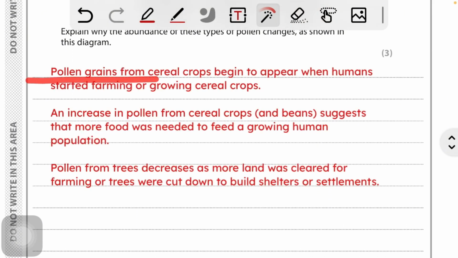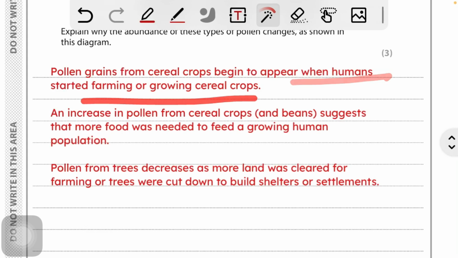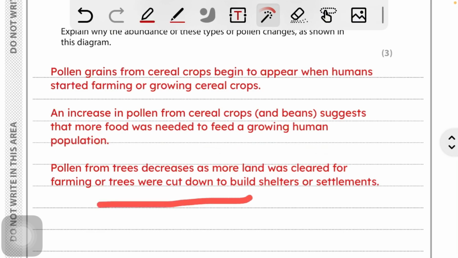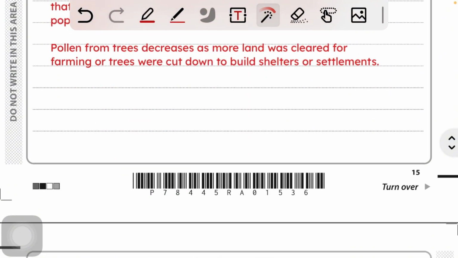Pollen grains from cereal crops begin to appear when humans started farming or growing cereal crops. An increase in pollen from cereal crops and beans suggests that more food was needed to feed a growing population. Pollen from the trees decreases as more land was cleared for farming or trees were cut down to build shelters or settlements like buildings and homes. Okay, now let's move on to the next question.